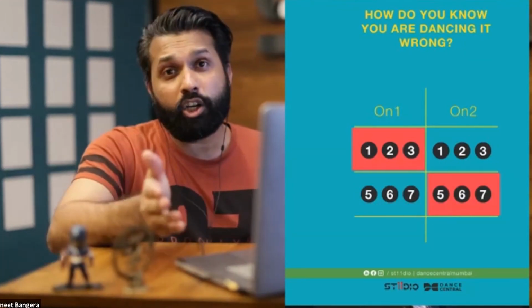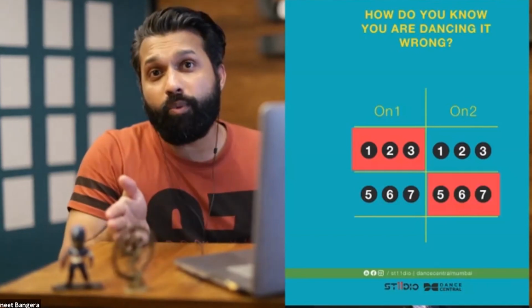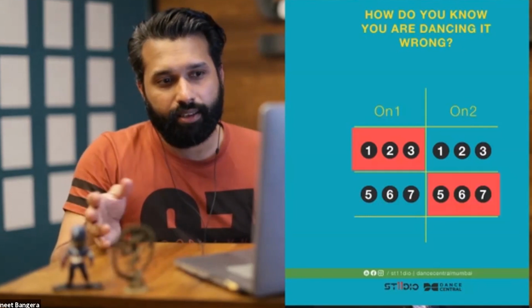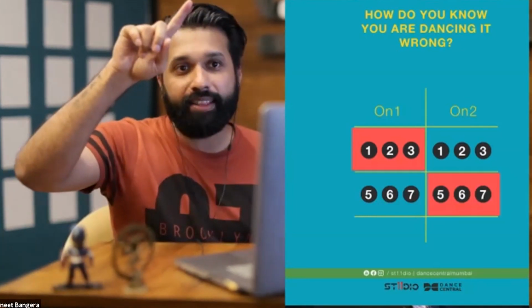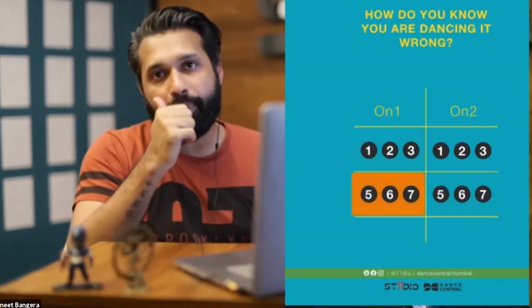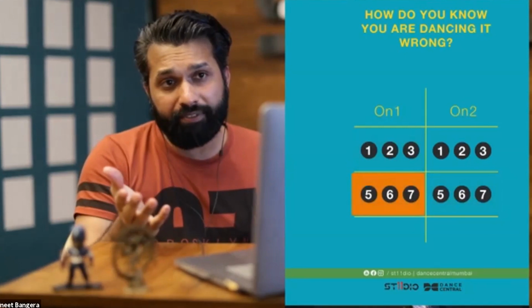If you notice again, a crossbody lead for a man, you end up going forward on 1. But on 2, you'll end up going forward on 6. Is that making sense? Because the tabulation works like that. And the same thing, if the steps were to happen on 5, 6, 7 on 1, for example, a hook turn, it happens on 5, 6, 7.